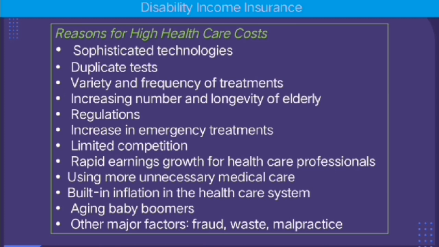Next is the increase in number and longevity of the elderly. As the population ages and people live longer, they require more healthcare services over time, increasing overall costs. Next is the regulations. Especially government and industrial regulations, they can add administrative burdens and costs to healthcare systems. So next is the increase in emergency treatments. Emergency care tends to be more expensive, and an increase in emergency treatments can drive up costs.